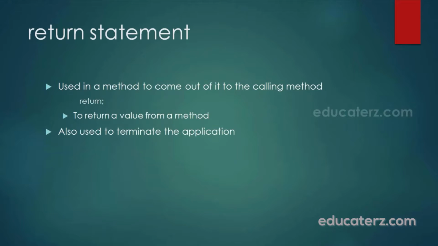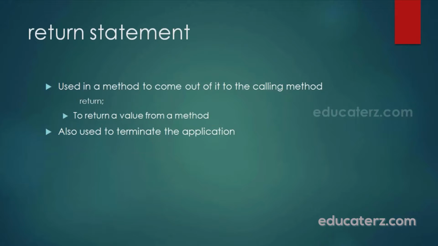We'll see the next statement, the return statement. So basically the return statement is used in a method to come out of it to the calling method. Generally we know that a method is executed when called from another method. The first method that is executed in a Java program by the JVM is the main method, and if we want to execute any other method, we should call it from main.